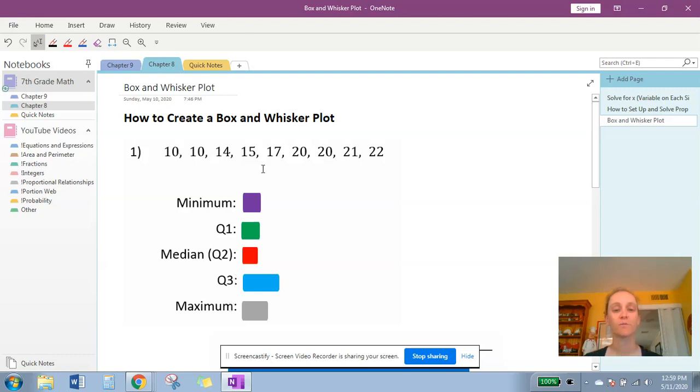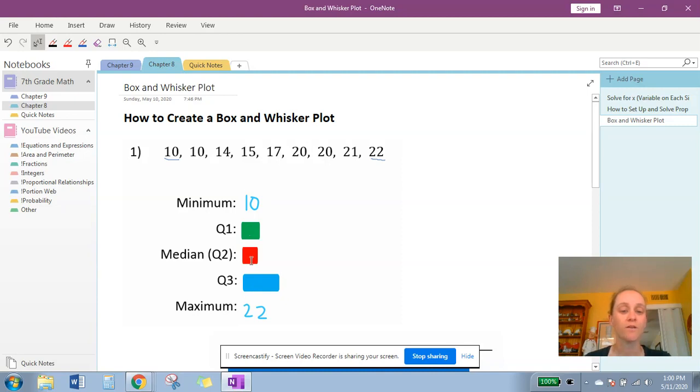So if I have my list of numbers here, remember they have to be in order from least to greatest. I already have that done. Okay, so for the minimum, that's just the lowest number. So my lowest number is going to be 10. And then for the maximum, it's just the biggest number, so that's going to be 22. Okay, so I have those two values.